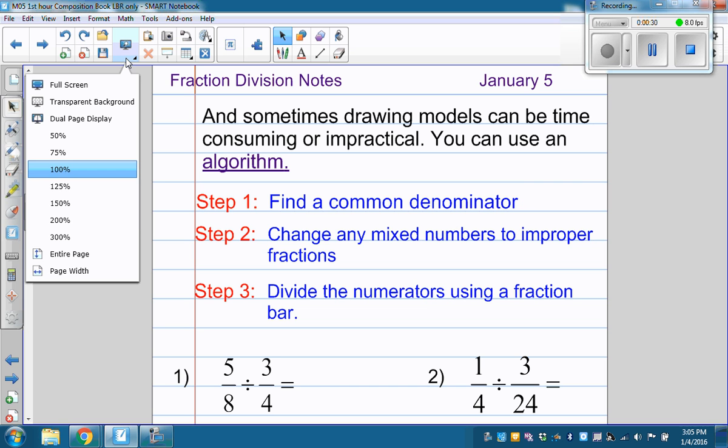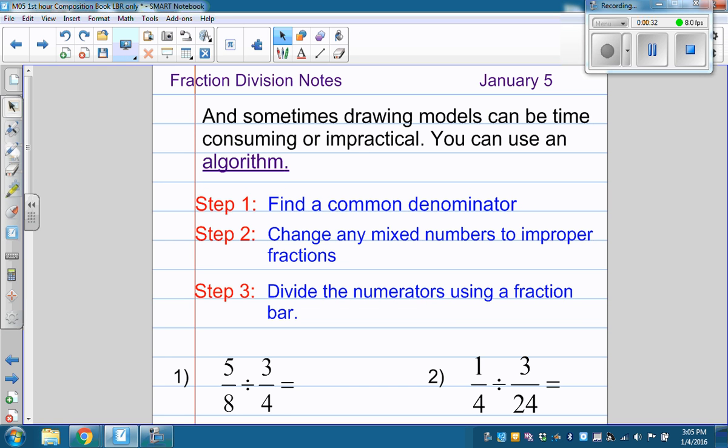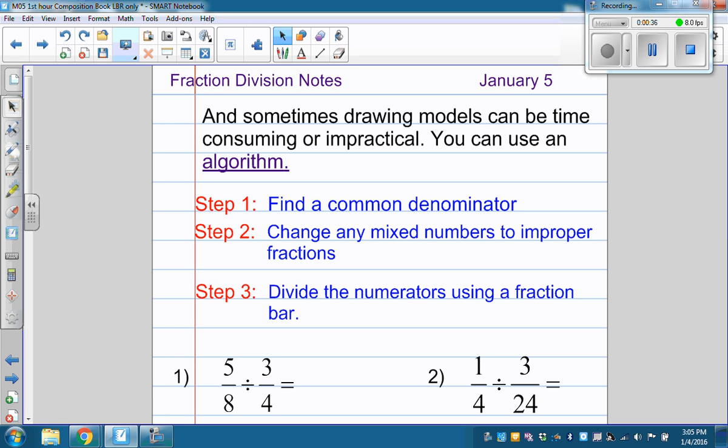The first one is to find a common denominator. The second one is to change mixed numbers to improper fractions. And the third one is to divide the numerators using a fraction bar. So I'm going to go through those steps.